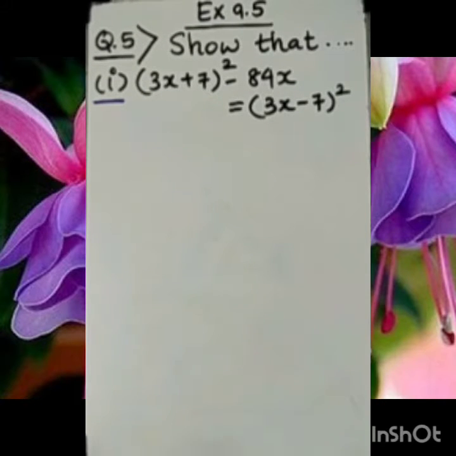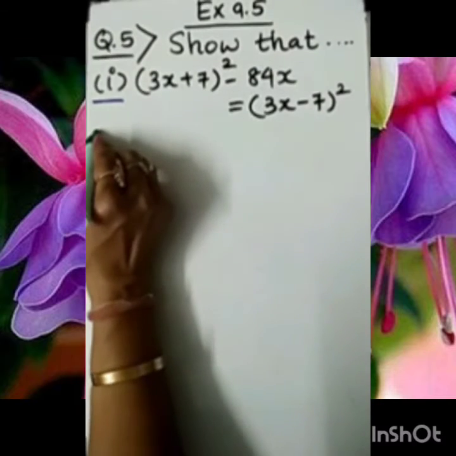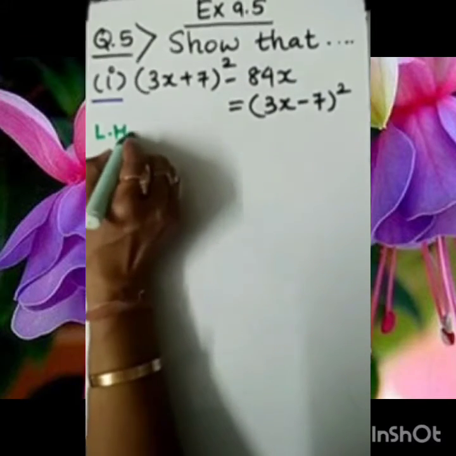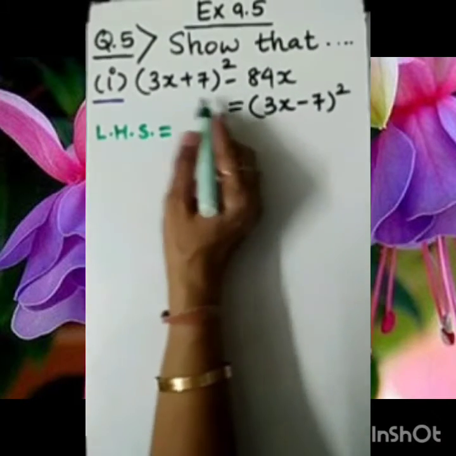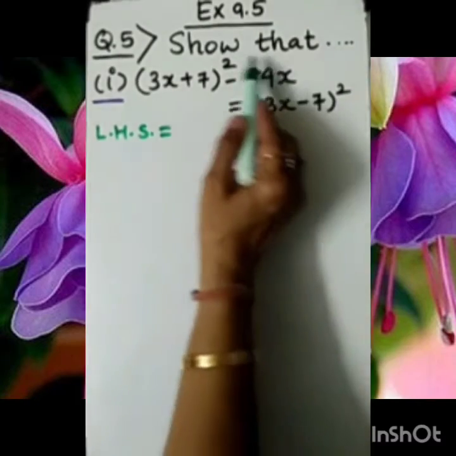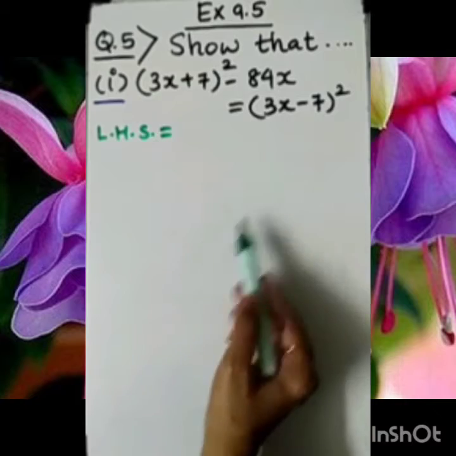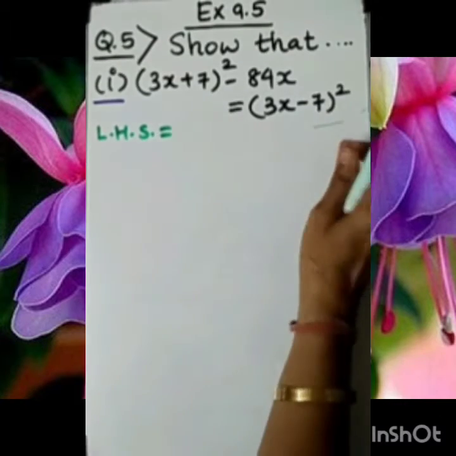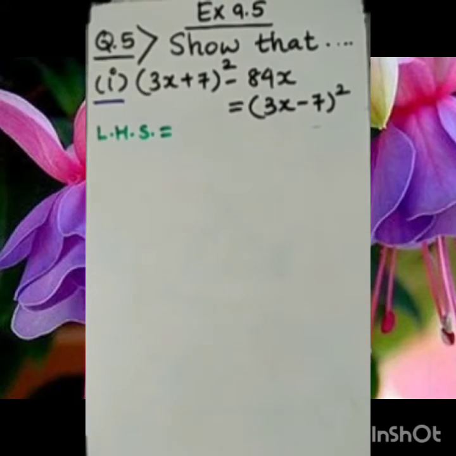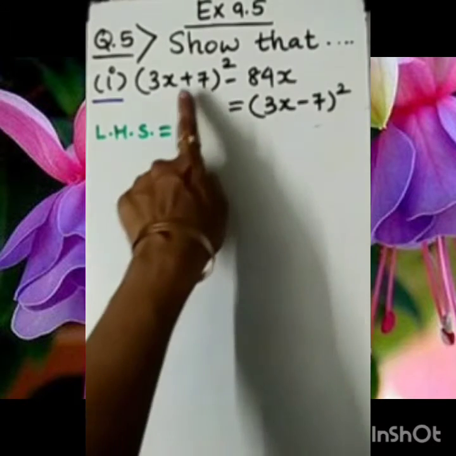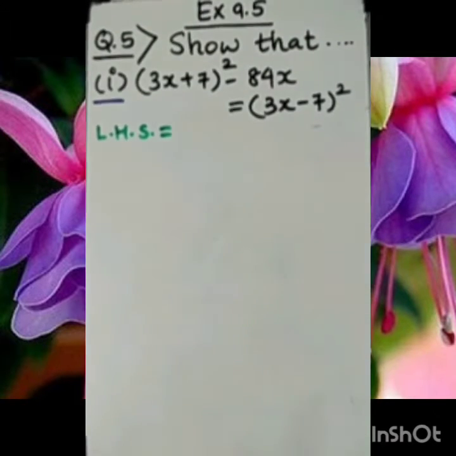Now, how to go with that? How to work out upon that? Very simple, very easy. Let's begin with LHS. There are two options, LHS and RHS. First, we need to work out on LHS. We will simplify and then we will work out on RHS. And if LHS is coming equal to RHS, then we have already proved it, that is clear.